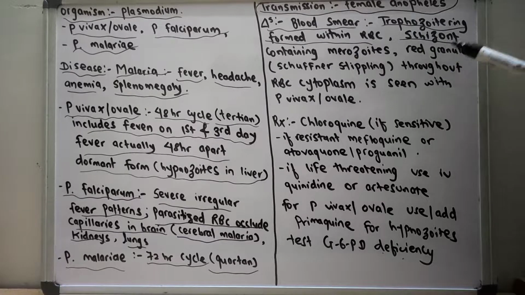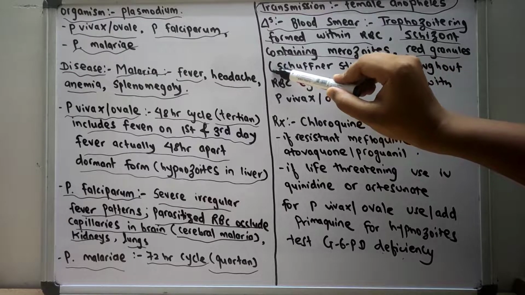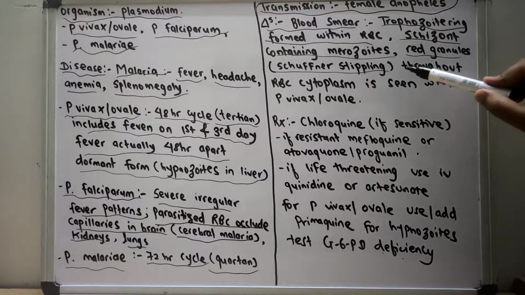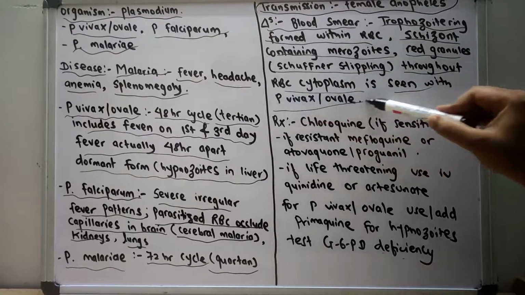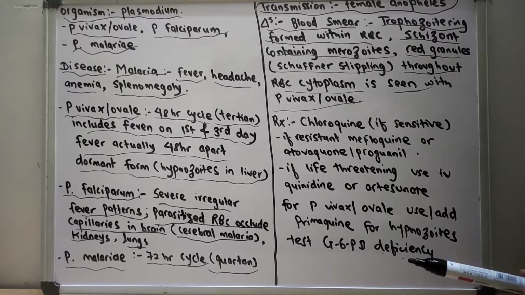We can also see the schizonts containing the merozoites. We can see the red granules, which we also call Schüffner's stippling, throughout the RBC cytoplasm, seen with Plasmodium vivax and Plasmodium ovale. Now let us talk about the treatment.